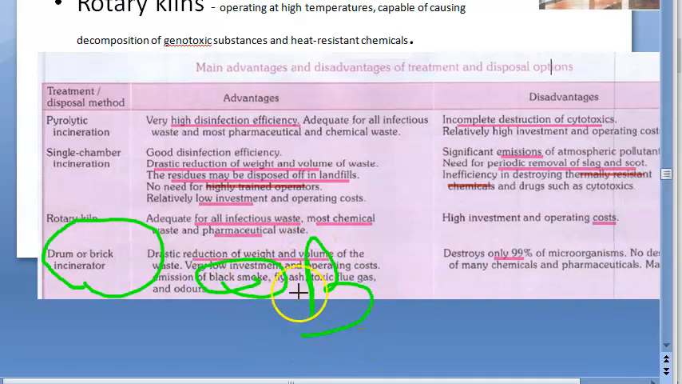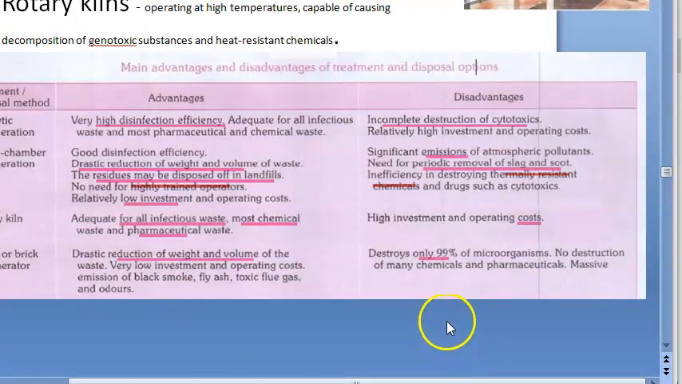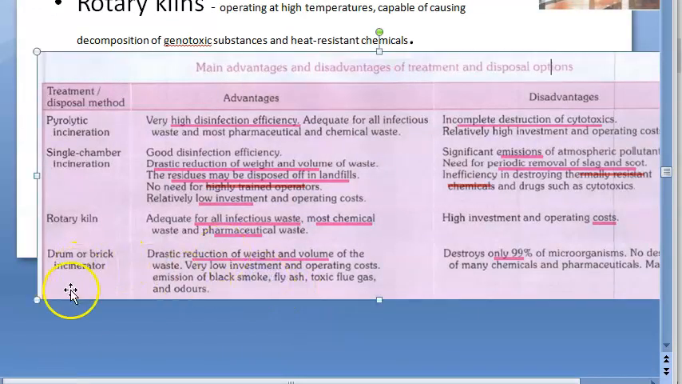Black smoke, fly ash, toxic flue gas, odor. And it destroys only 99% of the organisms. And it does not destroy chemicals, pharmaceuticals. It's going to be a huge one. Black smoke, we can remember. Black smoke.